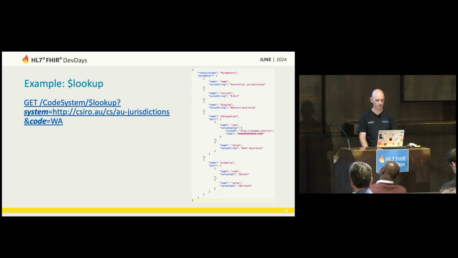So anyway, lookup. Here's the lookup operation for a code WA out of a code system that we've got for Australian jurisdictions. It's just a dummy code system. What we get back from this is a parameters resource, which will include things like the display, which is Western Australia. We'll get back a designation, which is West Australia. So that isn't the display term, but it's an acceptable term. And then down the bottom here, we've got a property, which is the parent code, AU state. So Western Australia is a state. We've got states and territories, which are different types of jurisdictions in Australia.